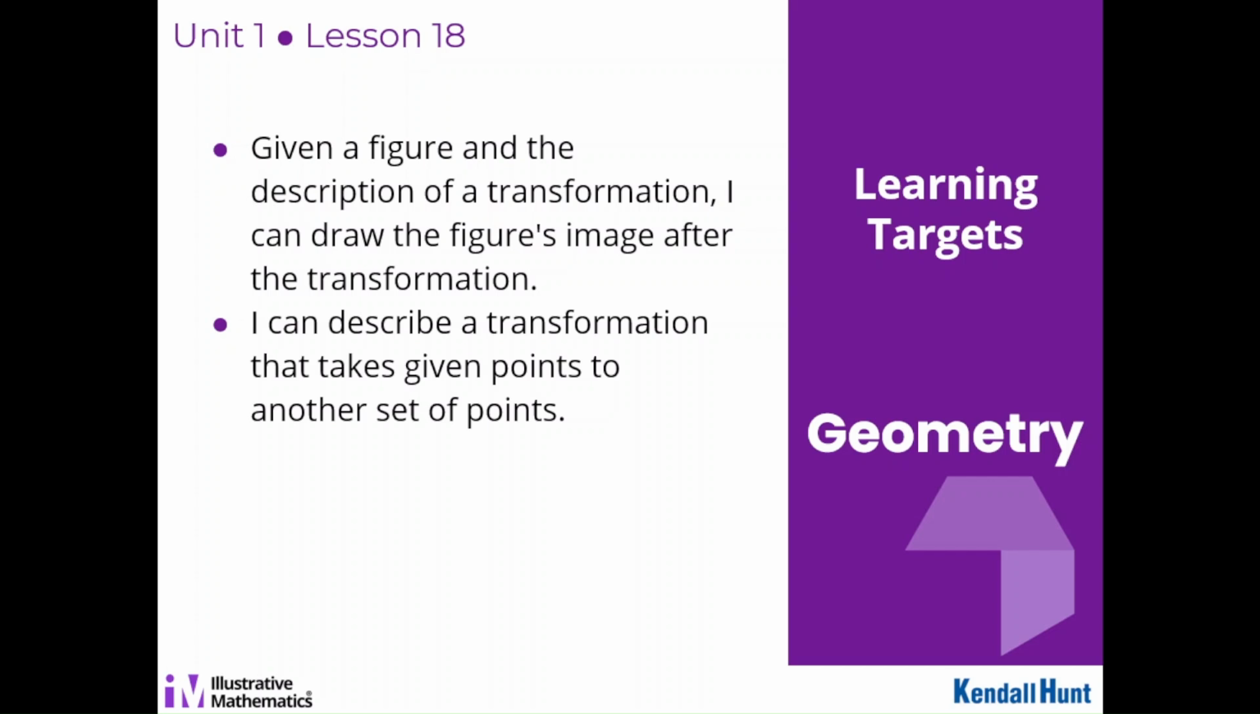And learning target number 2, I can describe a transformation that takes given points to another set of given points. So in this one, if they give you the original and they give you the image, can you describe which transformations happened in order to go from the original to the image?